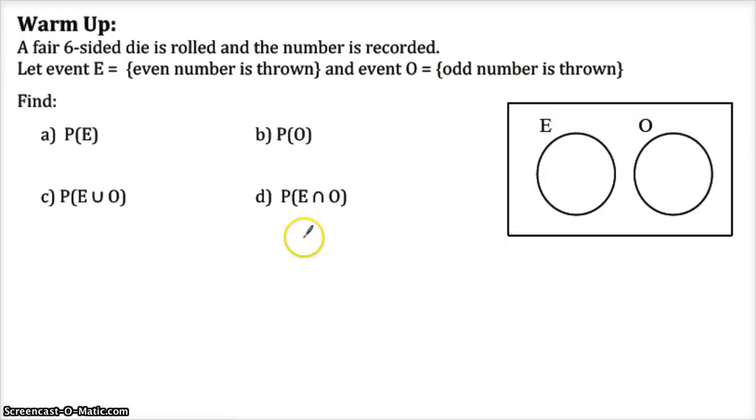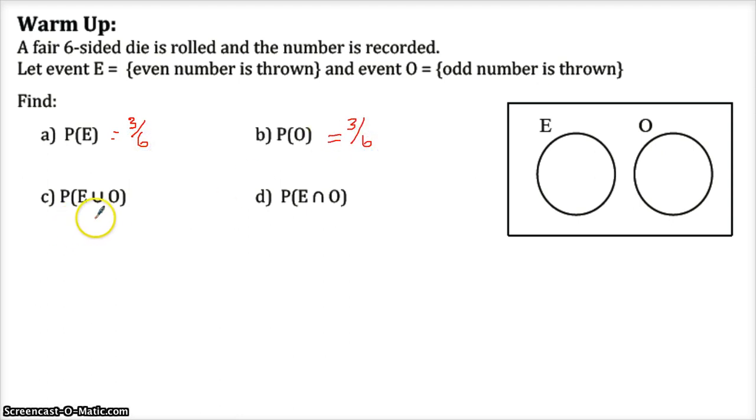All right, a fair 6-sided die is rolled, and a number is recorded. Let E be the event an even number is thrown, and O is the odd number. Find the probability of E. This is just one die now. Oh, and we'll talk about this Venn diagram later. The probability that you got even on just one toss is half, right? It's 3 of the 6. Odd, also 3 of the 6.